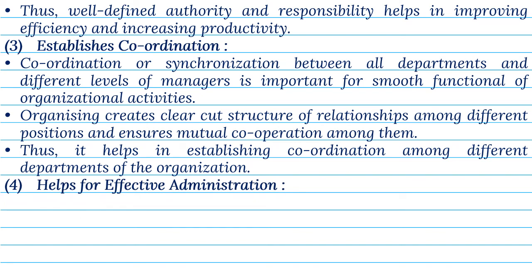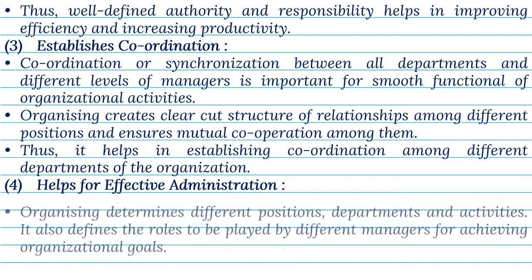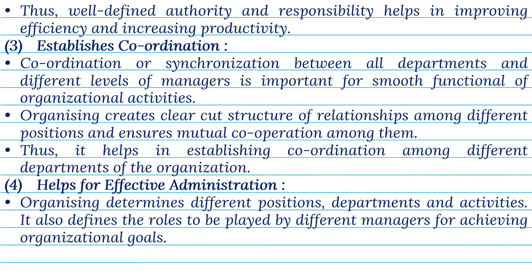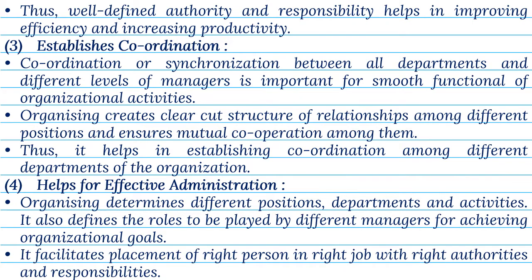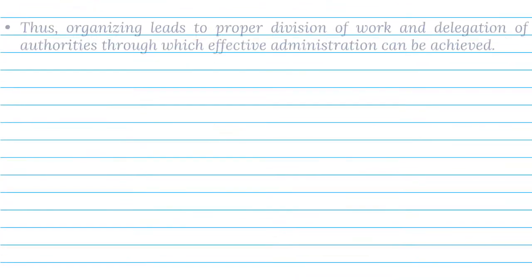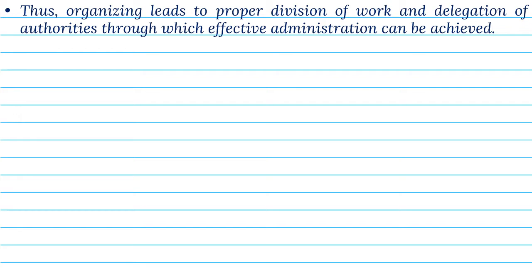4. Helps for effective administration. Organizing determines different positions, departments, and activities. It also defines the roles to be played by different managers for achieving organizational goals. It facilitates placement of the right person in the right job with the right authorities and responsibilities. Thus, organizing leads to proper division of work and delegation of authorities, through which effective administration can be achieved.